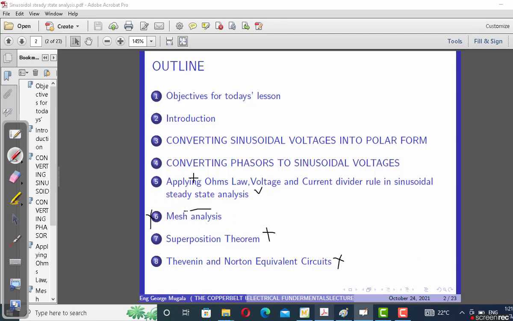I want to mention that what you already have knowledge of is Ohm's law, the current and voltage divider rules, and maybe also Kirchhoff's laws. So from objective 1 to 5, you should be able to see, for example, how we apply Ohm's law in AC circuits with respect to complex numbers. This is very important.